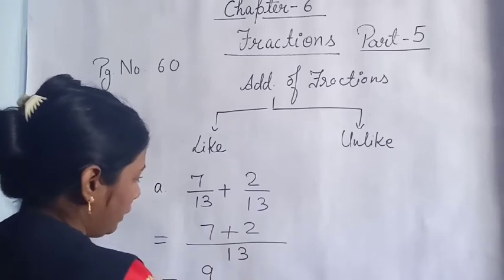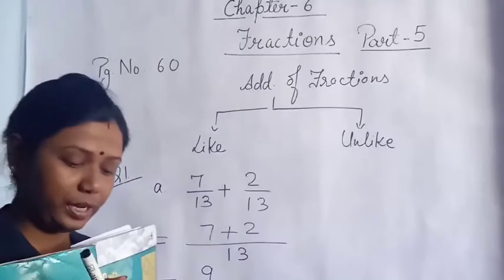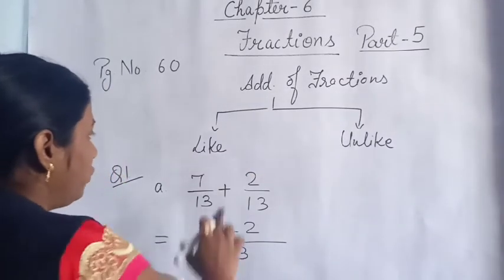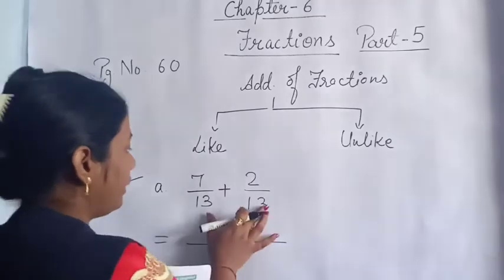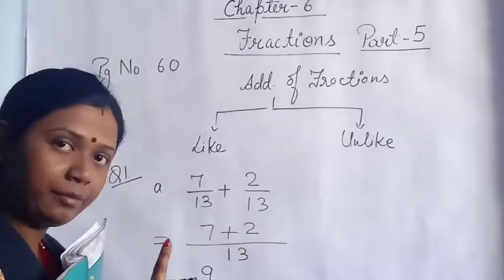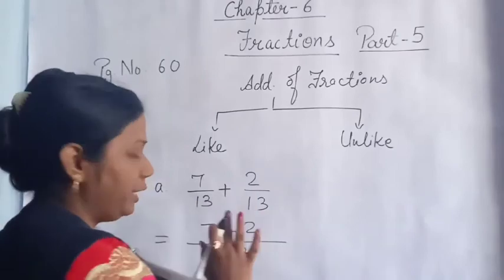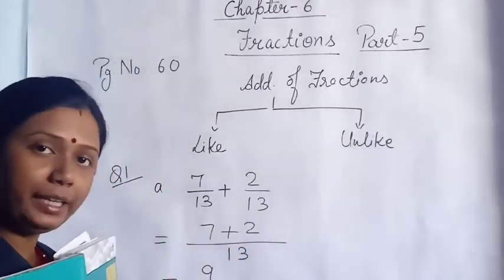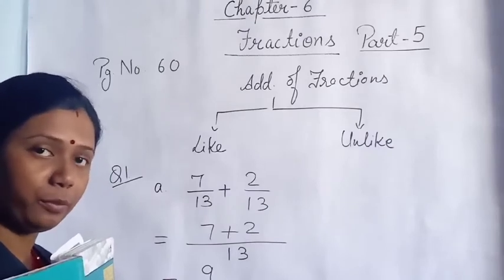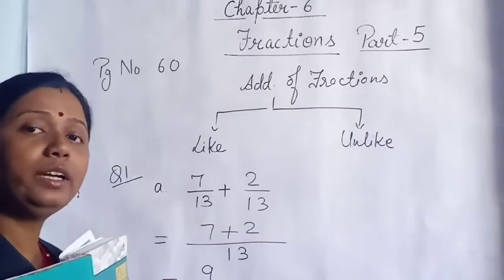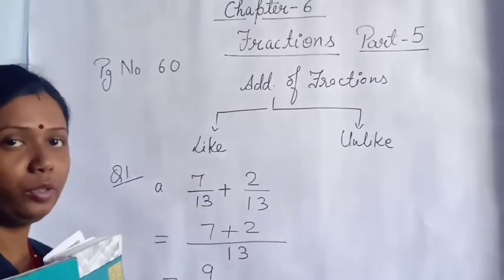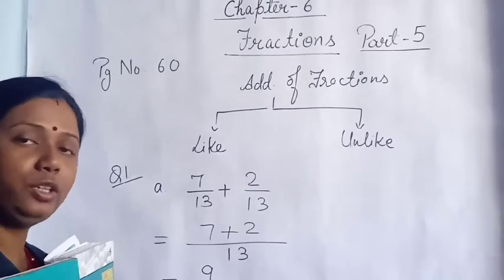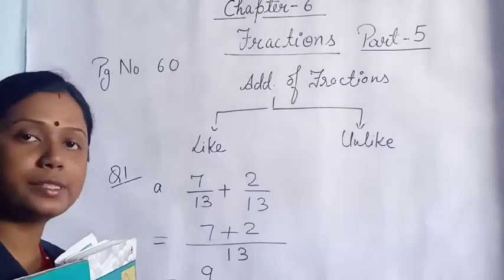So the answer is 9/13. This will be our answer. Whenever we have like fractions, we write the denominator only one time, and then we add their numerators directly. This is the step. Also, if your answer is in improper fraction form, you will convert it into a mixed number.